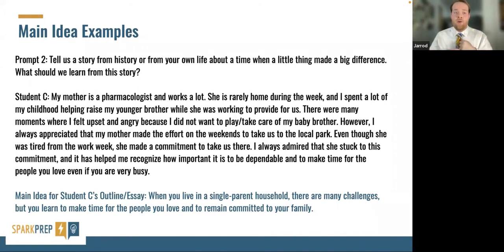Okay, so if we look at this, I will say for this main idea, it doesn't necessarily tell us the story from history or from the student's life about a time when a little thing made a big difference, but we can see that within this student's thoughts, they talk specifically about going to the park with their mother on weekends. That's something where, even though our main idea is focused on their values about being present in their family and making time for the people they love, even when they're very busy, we can build off of their ideas, the other ones that they generated, in the actual outline.